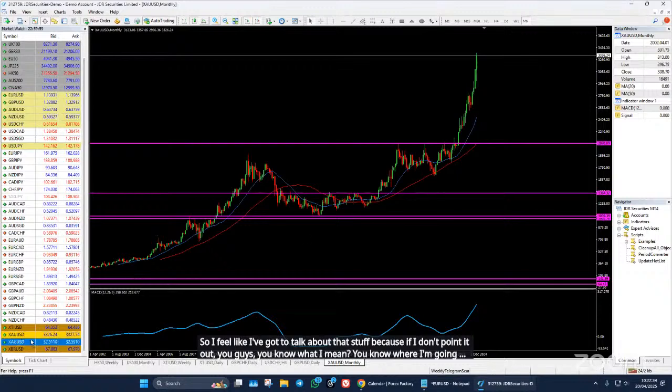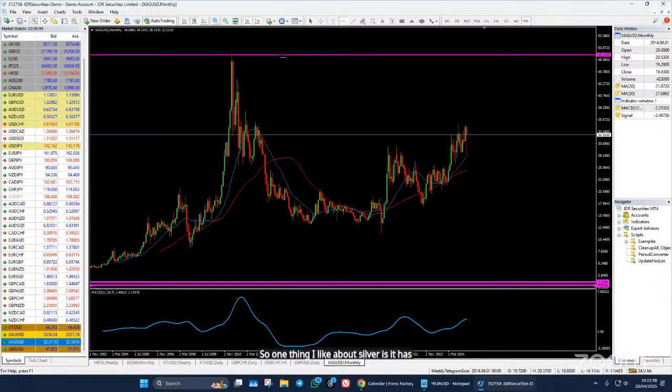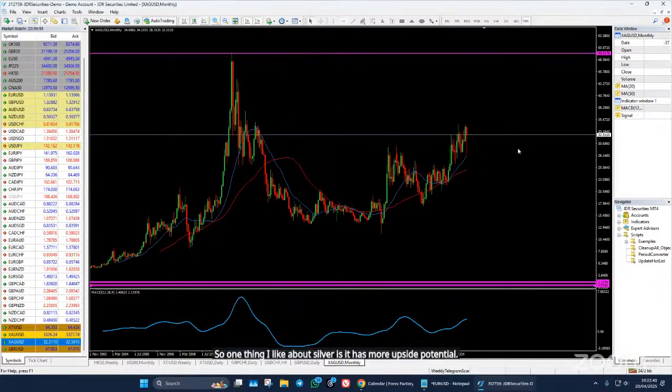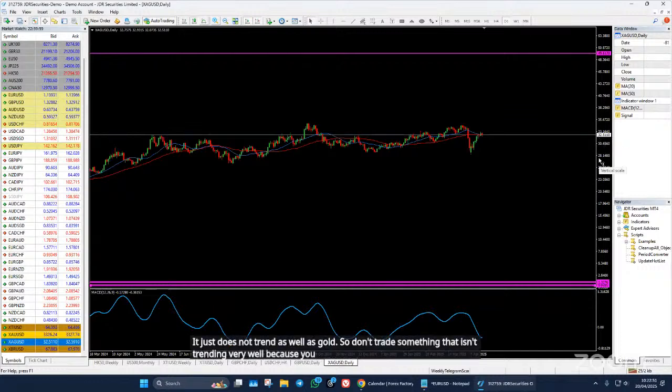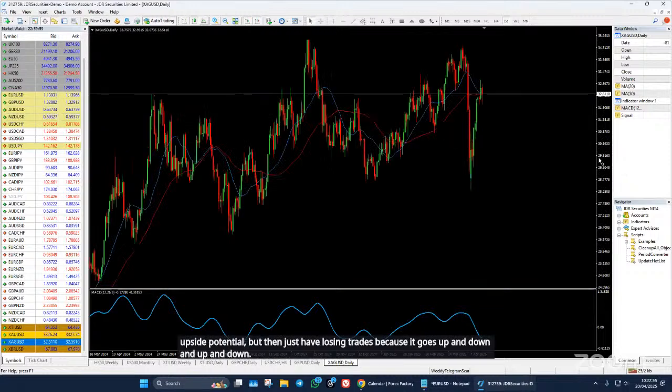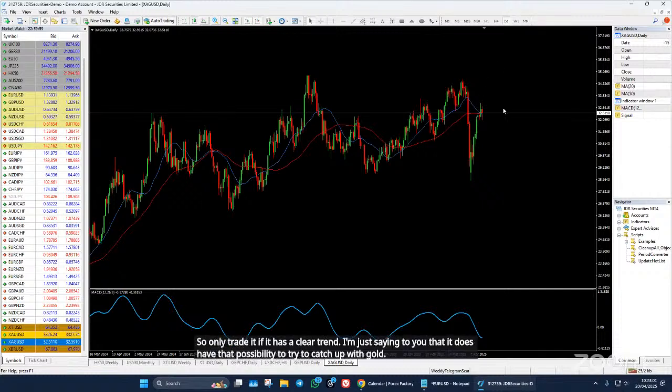Let's have a look at silver. So one thing I like about silver is it has more upside potential. The thing I don't like about it is it's incredibly choppy. It just does not trend as well as gold. So don't trade something that isn't trending very well, because you could end up trading silver because it's got upside potential, but then just have losing trades because it goes up and down and up and down. So only trade it if it has a clear trend. I'm just saying that it does have the possibility to try to catch up with gold. But if it isn't trending, just stay away from it.